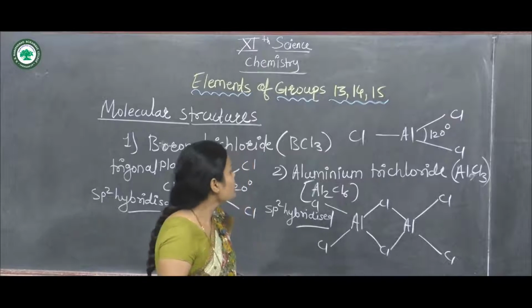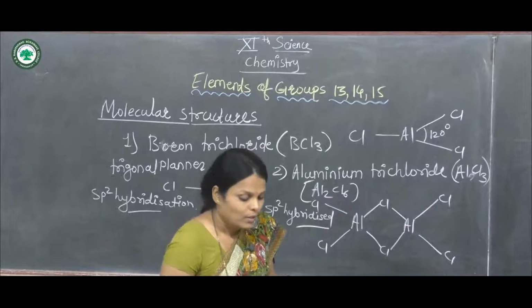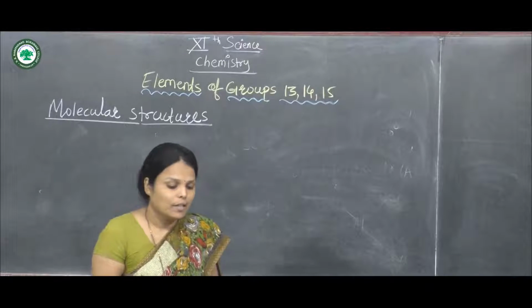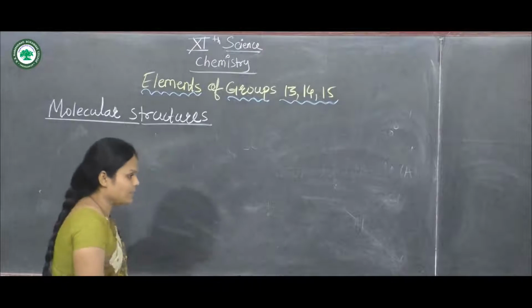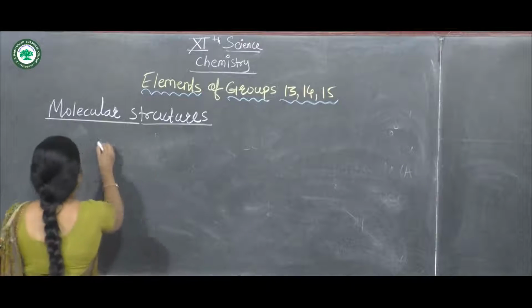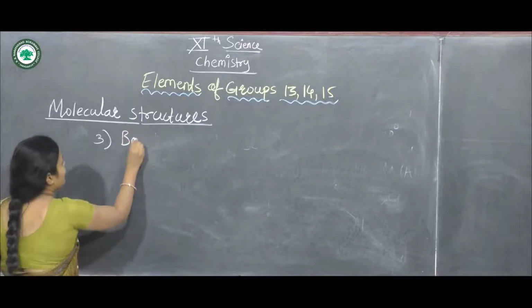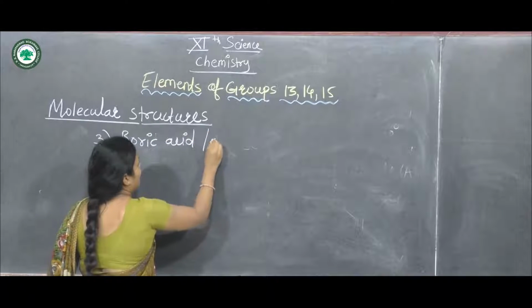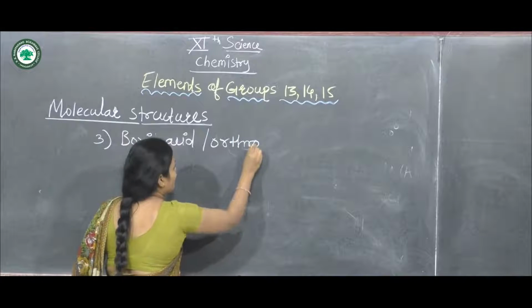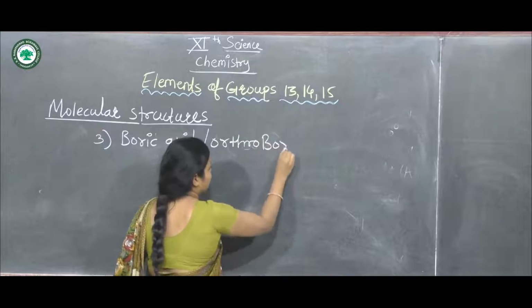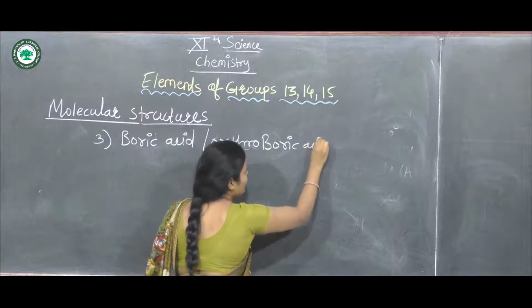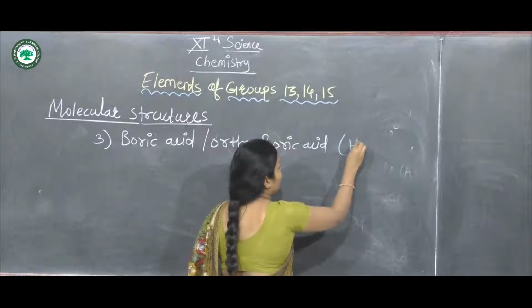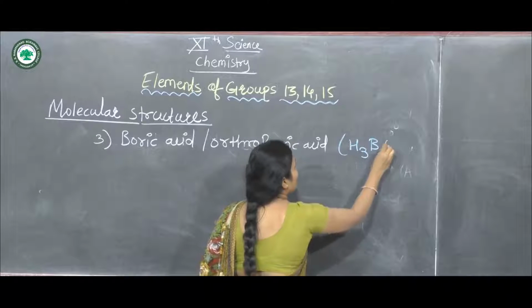Now the next structure is boric acid, also called orthoboric acid. Third, the structure is boric acid and orthoboric acid. Its formula is H3BO3.